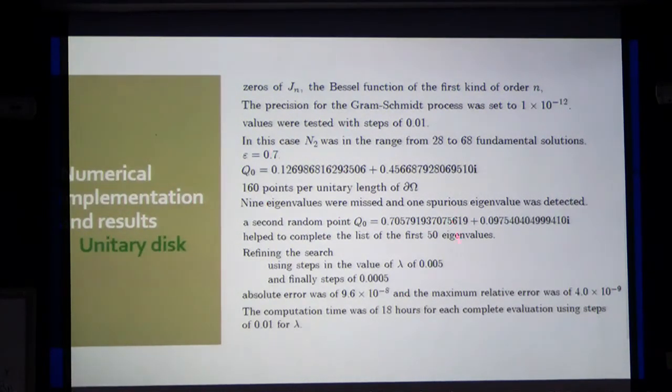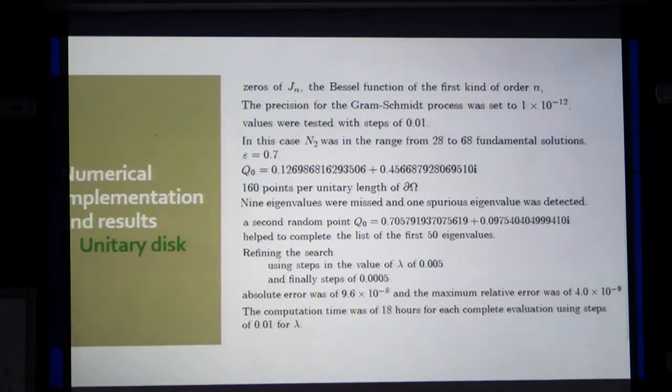For example, here I should say that with 160 points per unitary length, which are used for the computation of the contour integral, which defines the scalar product, from a list of 76 eigenvalues, in the first arbitrary point that we chose, we could obtain almost 50 of them. And with the second step, using a second arbitrary point, we could complete the list of the first 50 eigenvalues.